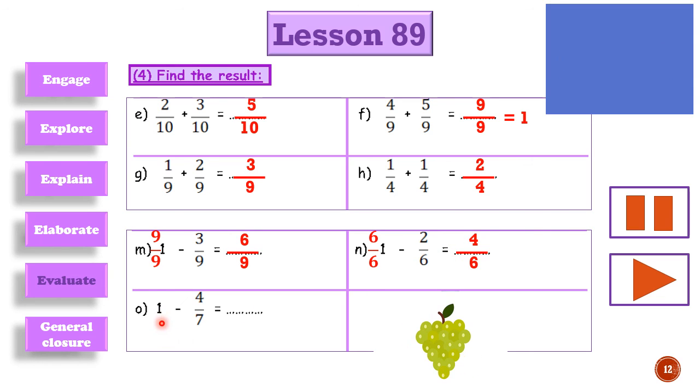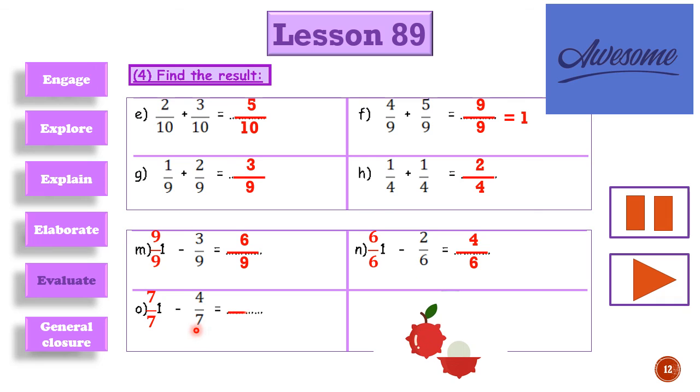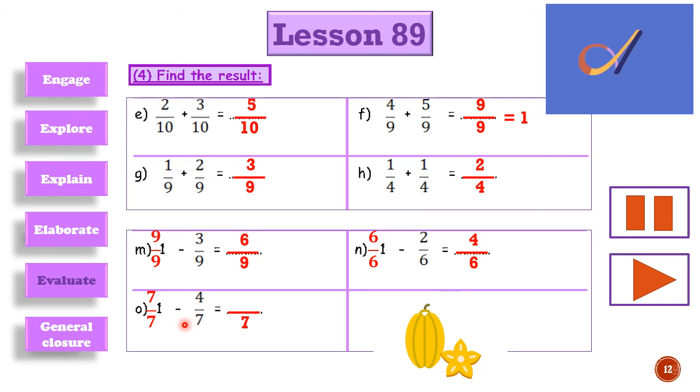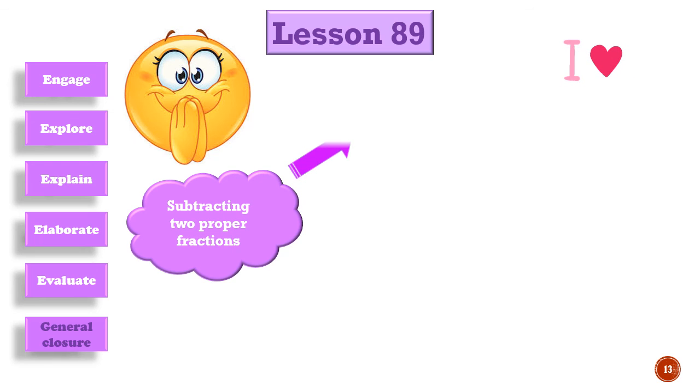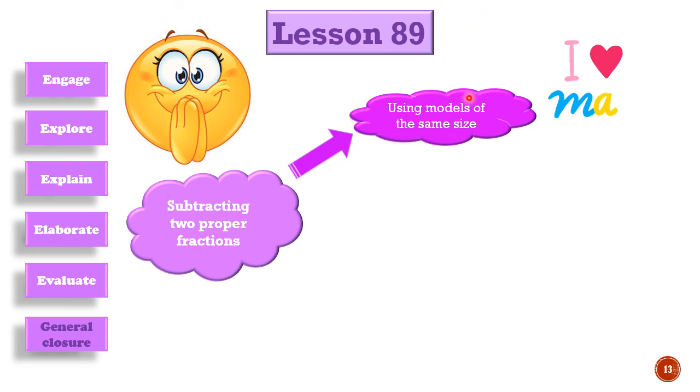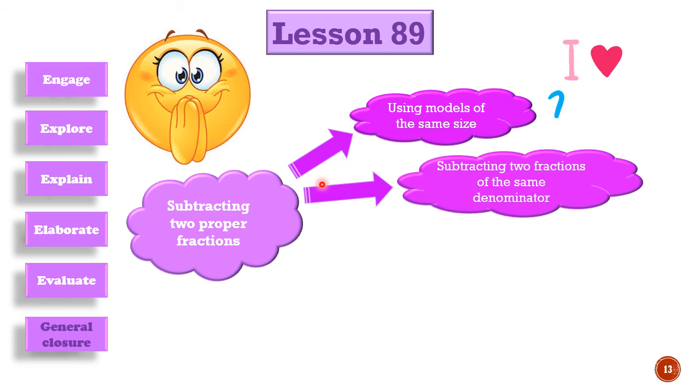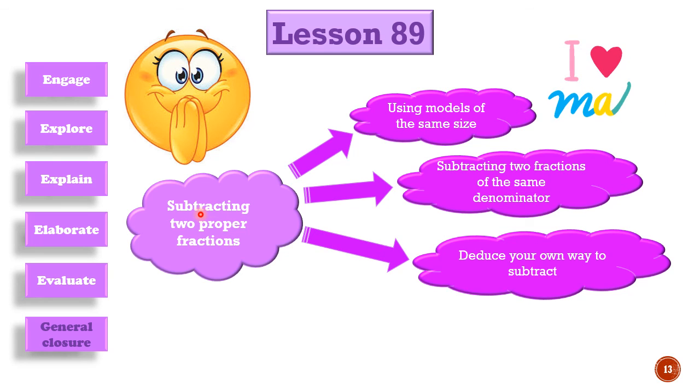Last one here, 1 whole minus 4 sevenths. 1 whole means, yes, 7 sevenths, as the denominator of the other fraction. Then put the same denominator and subtract, 7 minus 4 equals, yes, 3. It will be 3 sevenths. Good job. Now our general closure of our lesson. Subtracting two proper fractions, we use models of the same size and we subtract two fractions of the same denominators and we deduce our own way of subtraction.